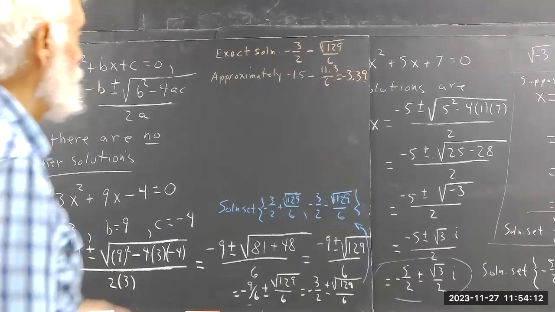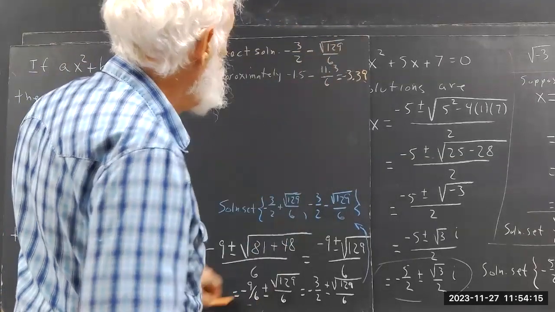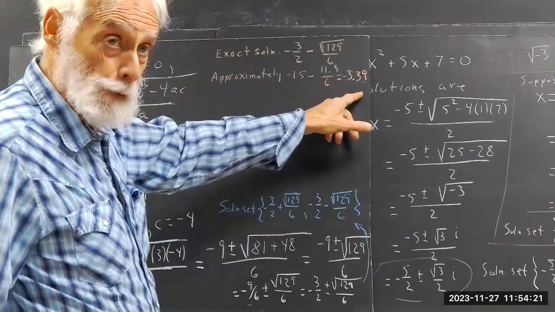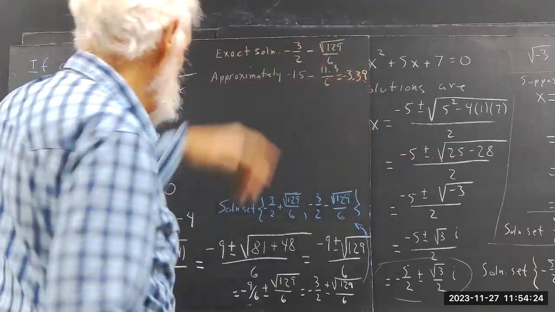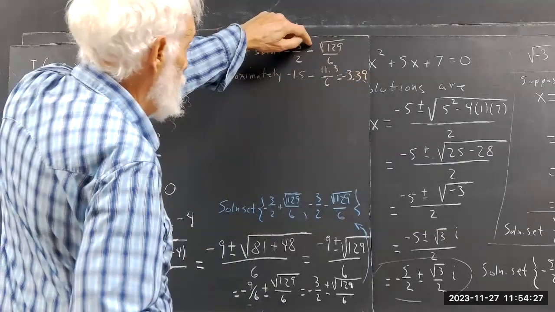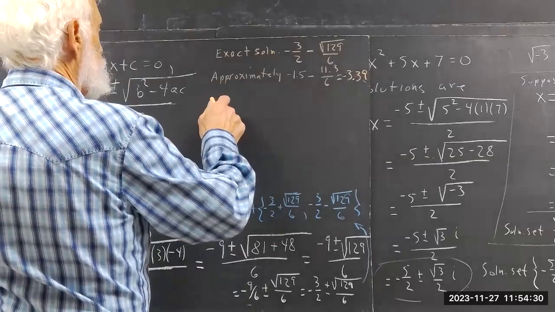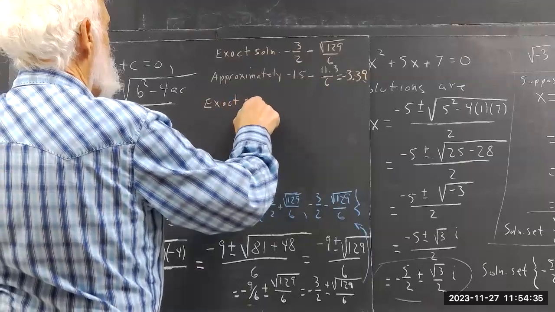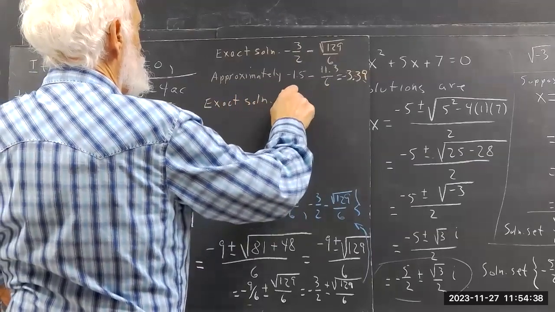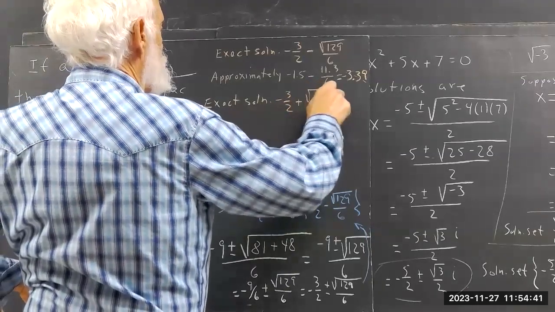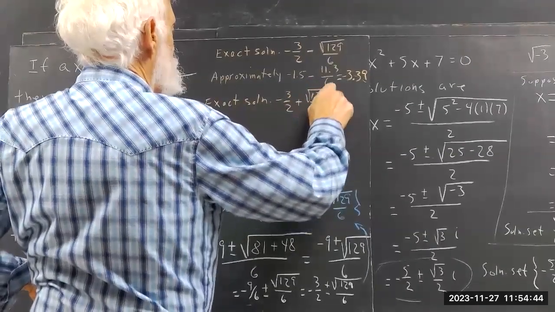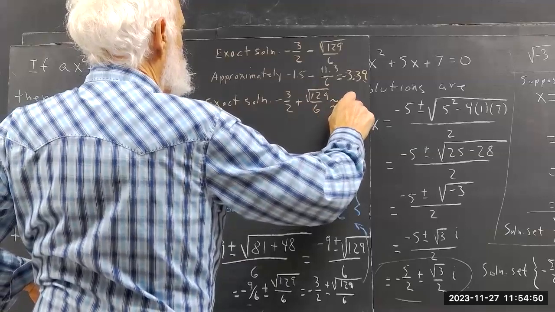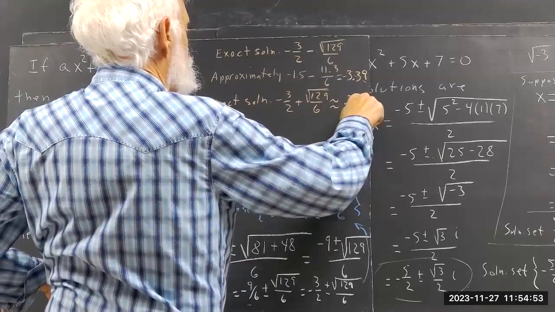Okay, and I calculated that with the plus here, it would have come out 0.39. With the minus here, it came out negative 3.39, and that's what we got when the class did it, okay, because people did the minus. So let's go ahead and write out both exact solutions. That's approximately equal to 0.39.